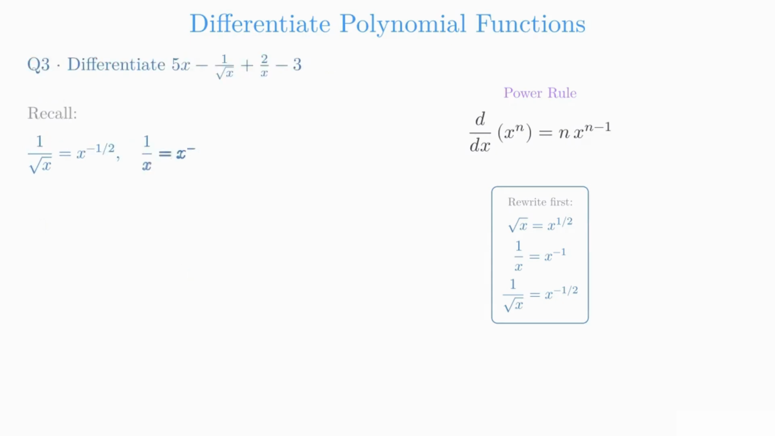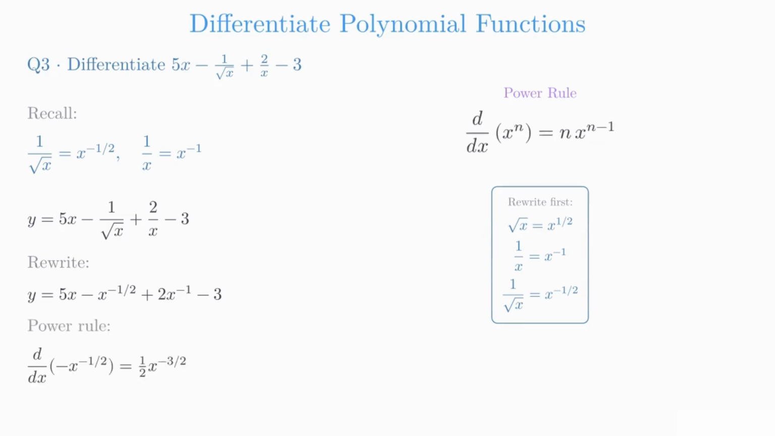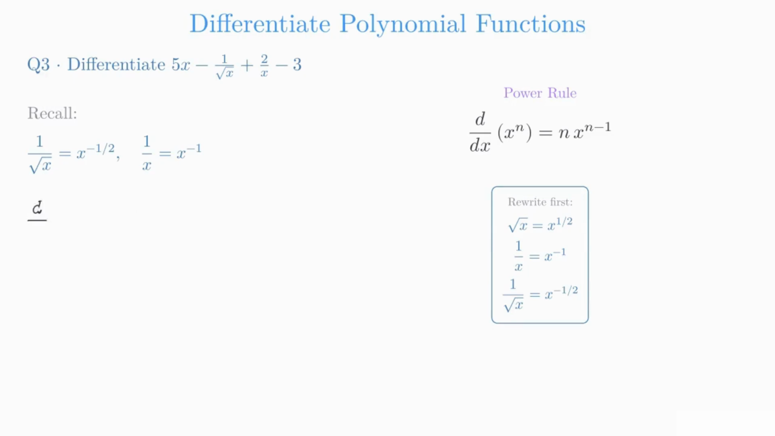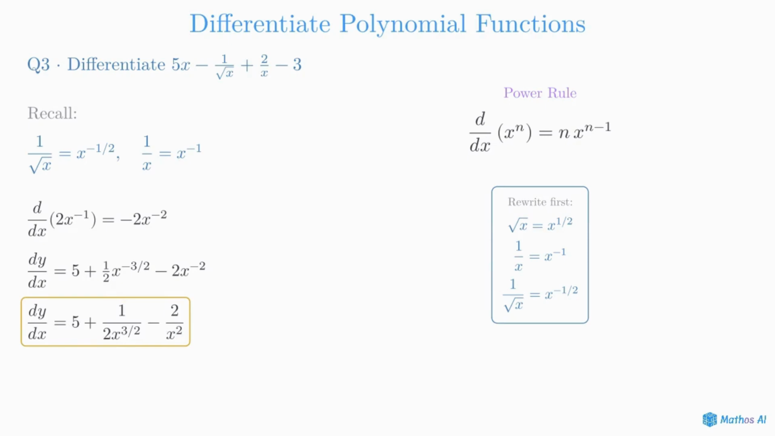Part C. First, rewrite the fractions as powers of x. We have 5x minus 1 over root x plus 2 over x minus 3. Rewrite using negative exponents: minus x to the negative 1/2 plus 2x to the negative 1. Negative 1/2 times negative 1 gives positive 1/2, x to the negative 3/2. 2 times negative 1 gives negative 2x to the negative 2. Combine: 5 plus 1/2 x to the negative 3/2 minus 2x to the negative 2. Rewriting in fraction form gives our final answer.